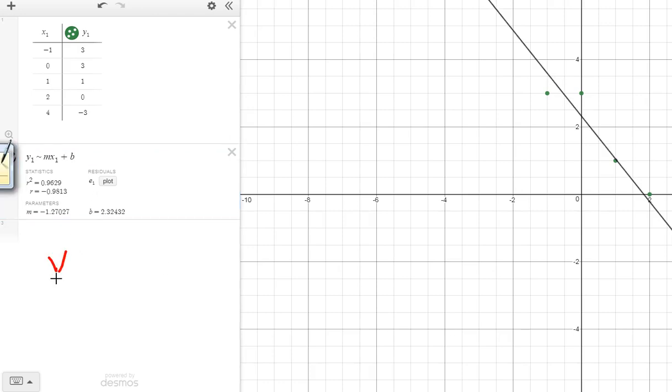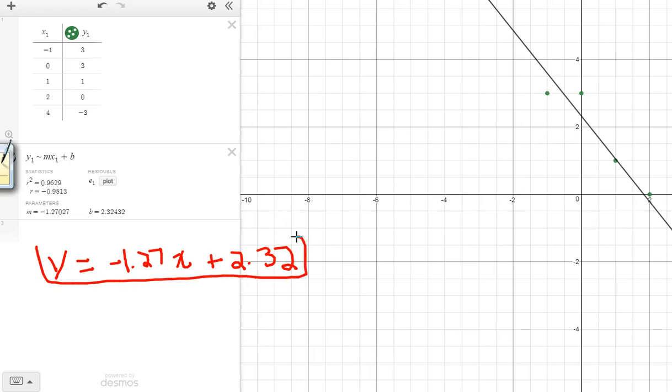So I could even say that our equation is y equals -1.27x plus 2.32. There's your equation right there. We have our slope right here, and we've got our y-intercept right here. Desmos made this so much easier to calculate. If you like, you can search on YouTube how to do a line of best fit the long way. It's tough. It's a lot of calculations. Desmos makes this really straightforward.